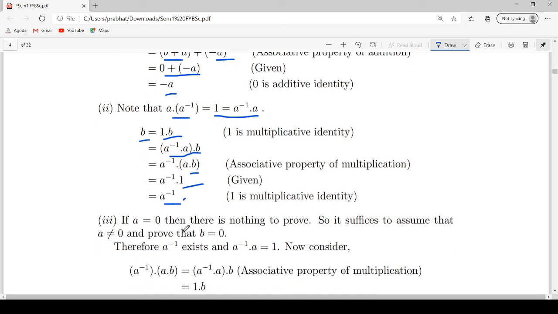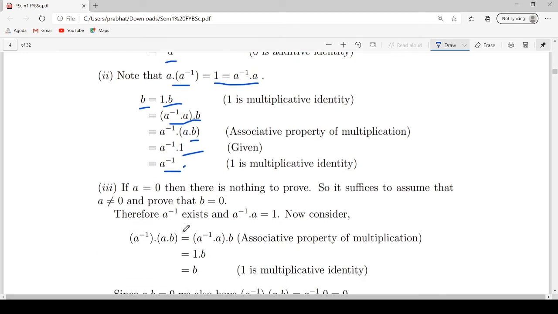Now the third property: if A dot B is 0, then either A is 0 or B is 0. To prove this, we will consider the first case. Suppose A is 0. If A is 0, there is nothing to prove because you want to prove either A is 0 or B is 0. So if A is equal to 0, you have proved this thing. So there is nothing to prove in that statement.